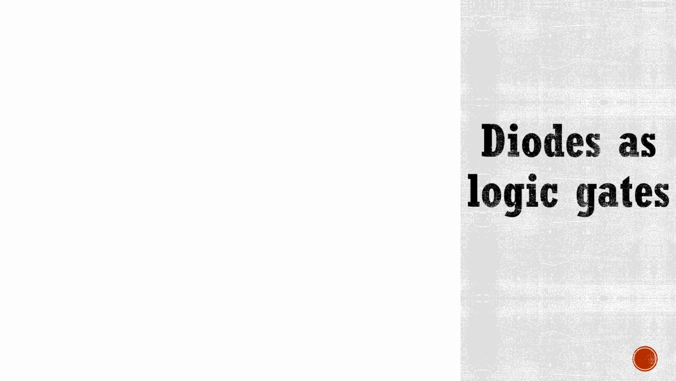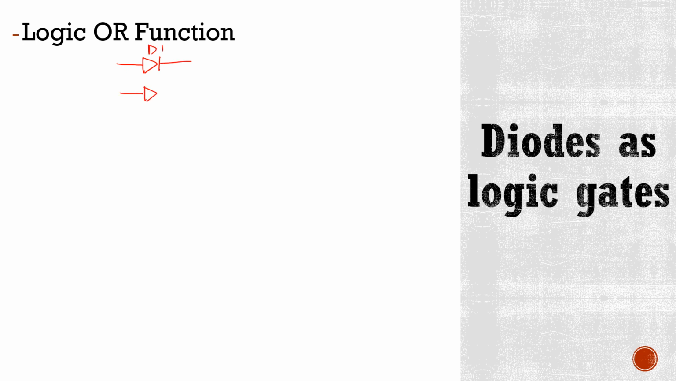Now we will understand the logic OR function using diodes. This is diode 1, this is diode 2, and they are connected to resistor R. This is ground. This is input terminal A, this is input terminal B. Here voltage is VA, here voltage is VB. This is the output terminal and we call this terminal Y.